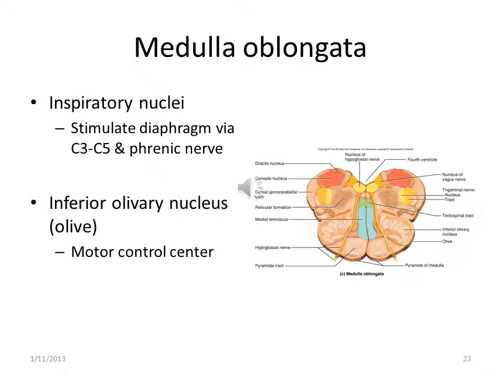In the medulla, the inspiratory nuclei stimulate the diaphragm by connections down through the medulla and cervical spinal cord to the phrenic nerve. So it's these nuclei, the inspiratory nuclei, that allow us to breathe by reflex without having to remember to do it. Don't forget that the phrenic nerve is a voluntary motor nerve, and the diaphragm is a skeletal muscle. The inferior olivary nucleus, or inferior olive, is a motor control center that's also found in the medulla oblongata.